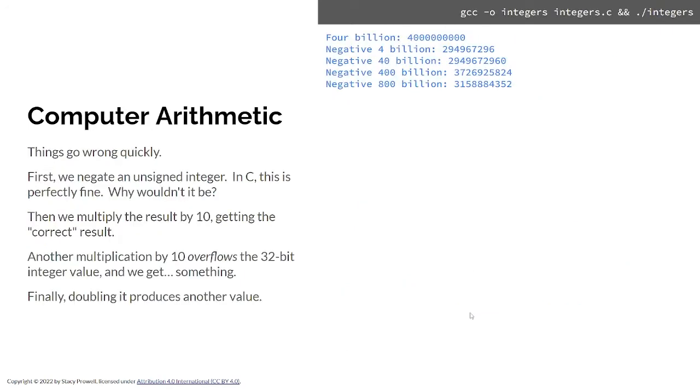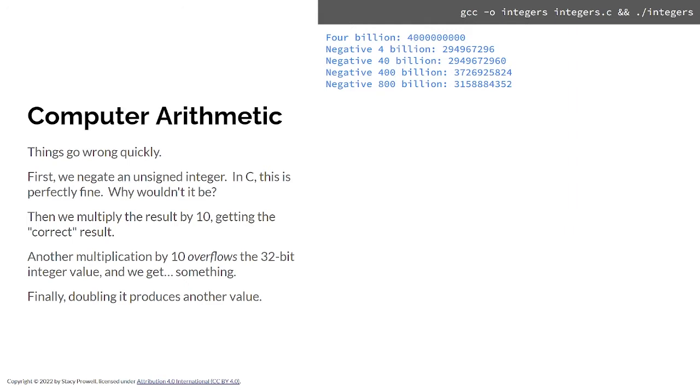Let's run it. 4 billion, that's 4 billion. Negative 4 billion is what? 1, 2, 3, 4, 5, 6. Negative 4 billion is somehow 294 million. Okay, sure. 10 times that is 2,949,000,000. Negative 400 billion is that, and negative 800 billion. Those aren't right. What's happening here? Well, C didn't give us any errors. The compiler didn't complain, and here we are.